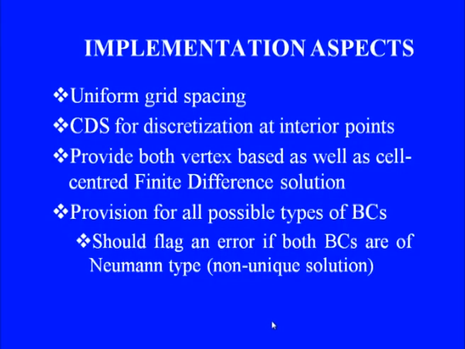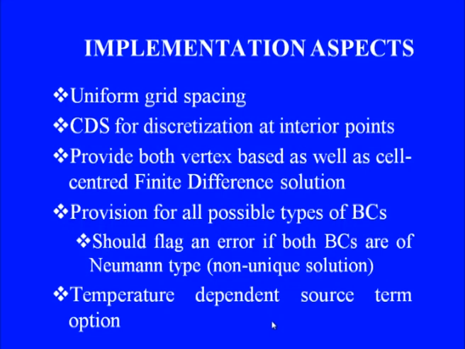And please remember our heat conduction equation, it should flag off an error if both BCs are of Neumann type, because in this case we might end up in a non-unique solution. And we should also provide for an option of temperature dependent source term.